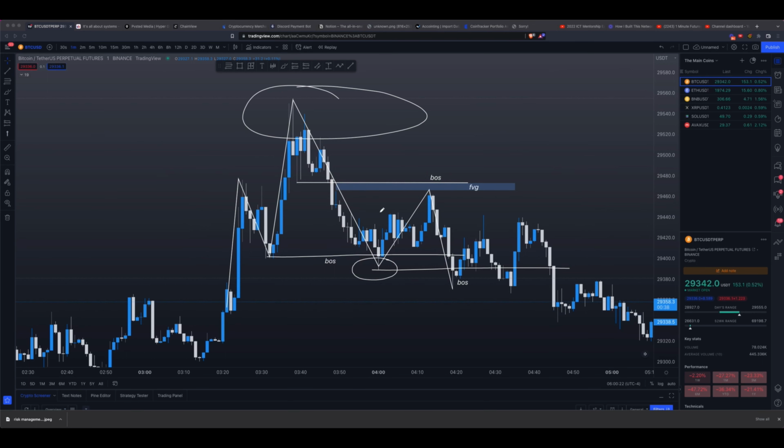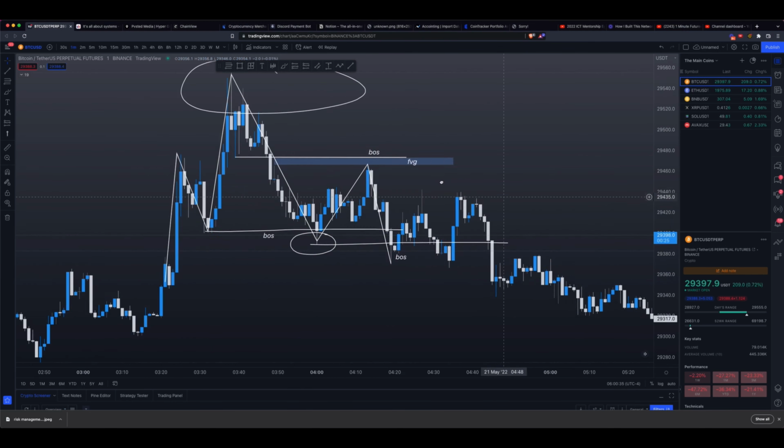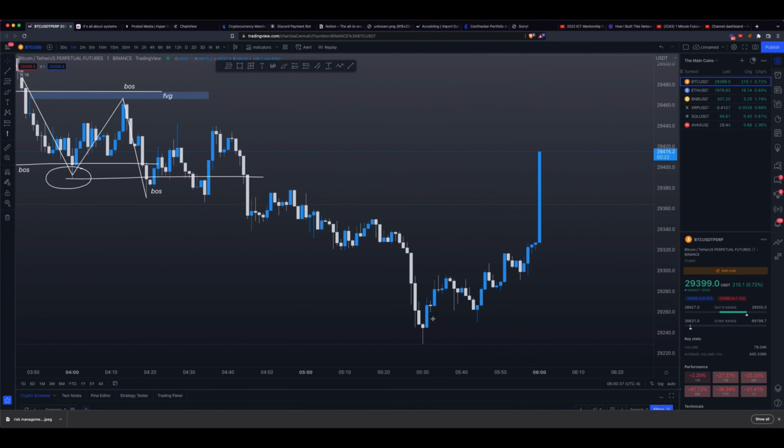So basically, the first thing that you want to look for with this pattern is a break of structure, right? That means you either break a swing high or you break a swing low. Now, this can be repeated many times throughout the day. For example, right here, you can see that we exactly got that structure.